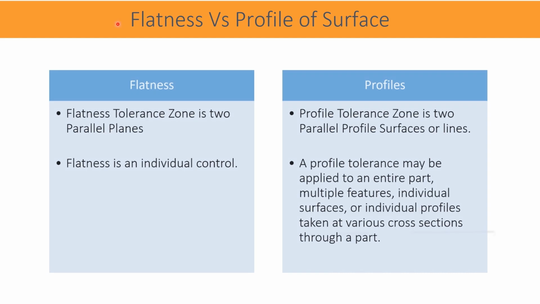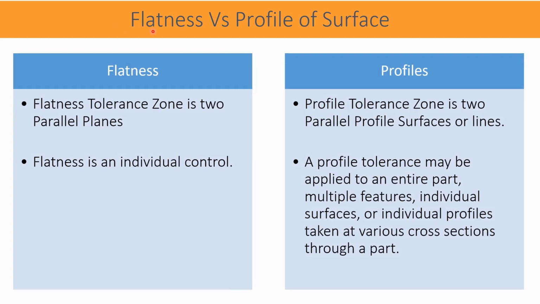Now quickly let us differentiate flatness and the profile of a surface when applied on flat surfaces. In flatness, the tolerance zone is two parallel planes, and in terms of the profile, the profile tolerance zone is two parallel profile surfaces, or in case of a section, two parallel profile lines.